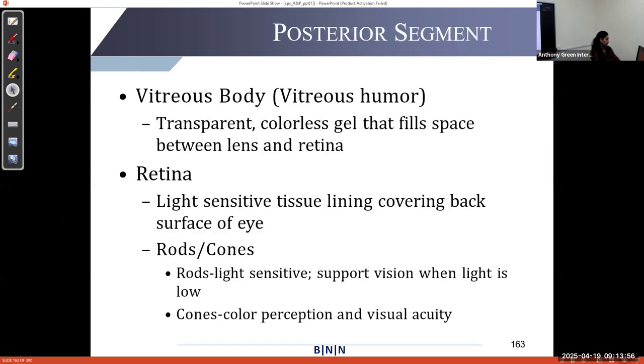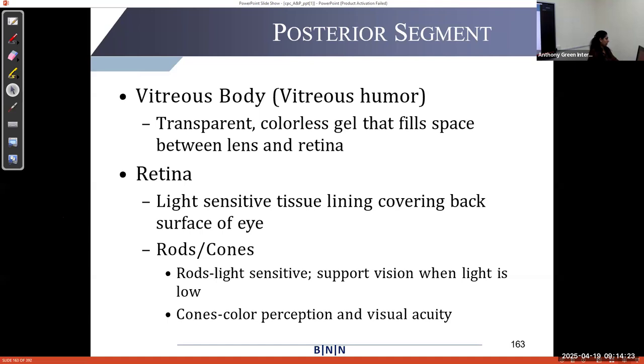Now the vitreous body, again important. Vitreous humor. What is that? The fluid. It is again a fluid in the eye. It is a colorless gel. We say fluid or colorless gel that fills the space between the lens and the retina. So this comes behind.